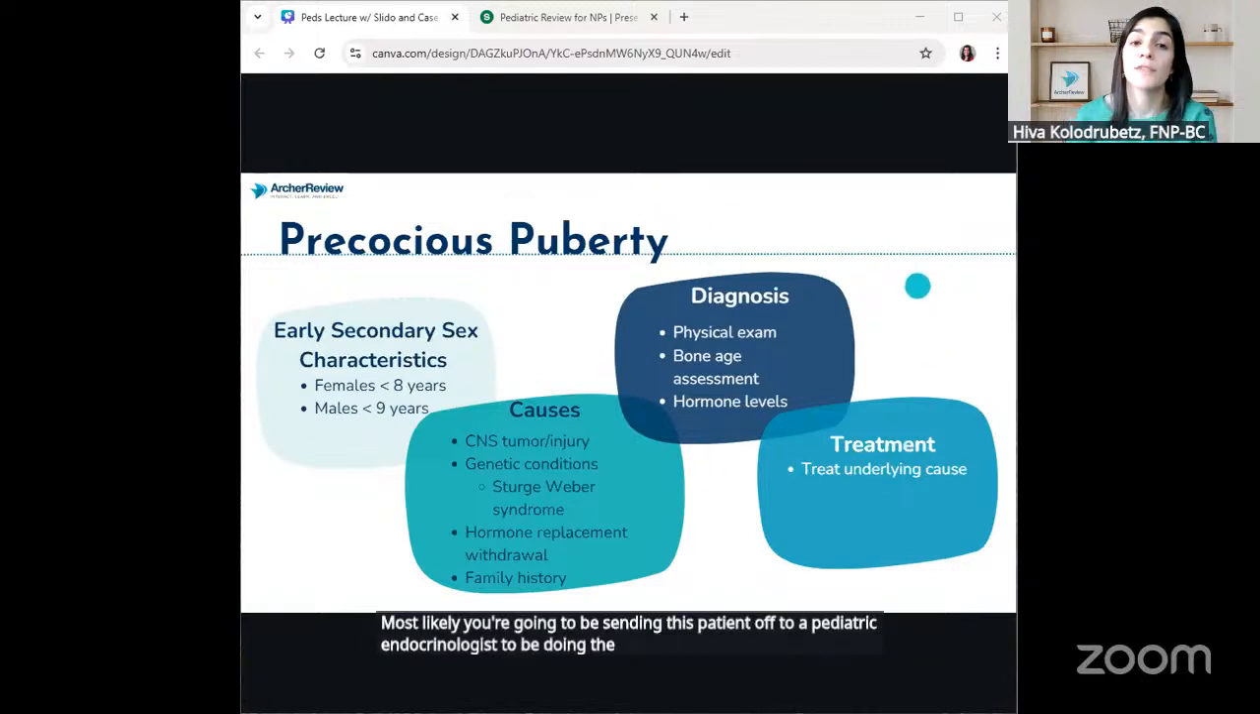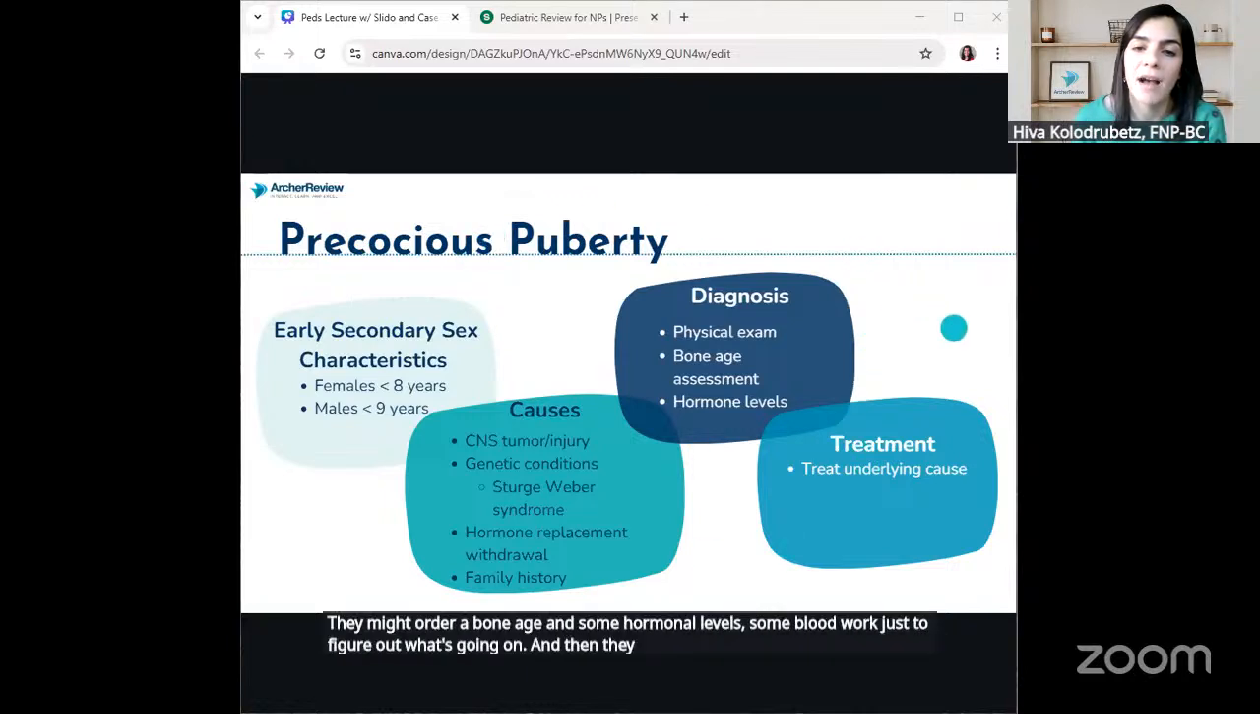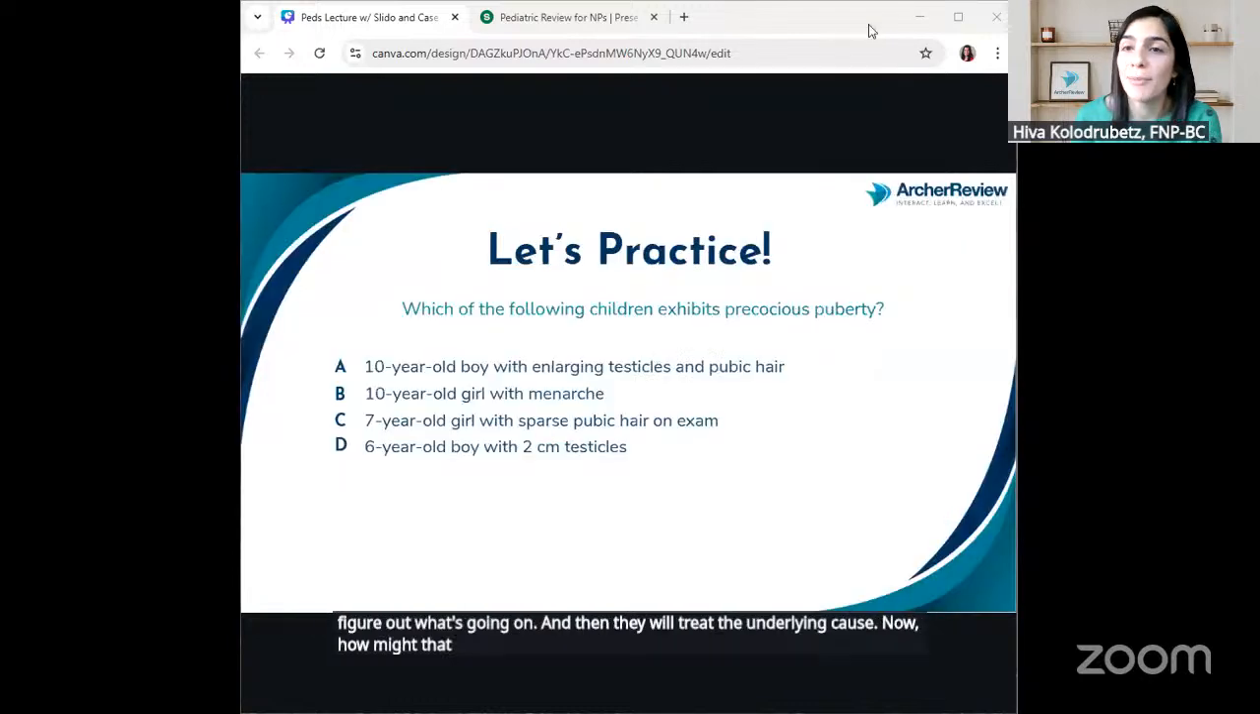They're going to be doing their physical exam and looking for signs of those genetic conditions. They might order a bone age and some hormonal levels, some blood work just to figure out what's going on, and then they will treat the underlying cause. Now, how might that pop up on an exam question?